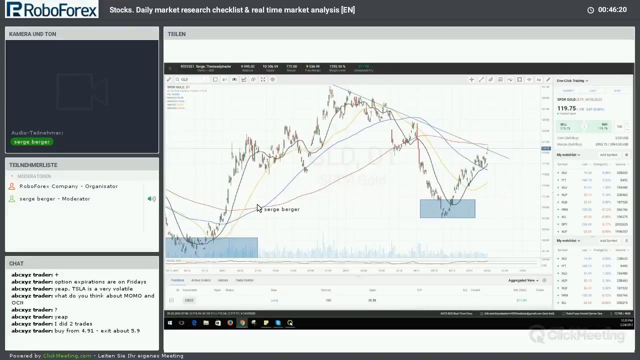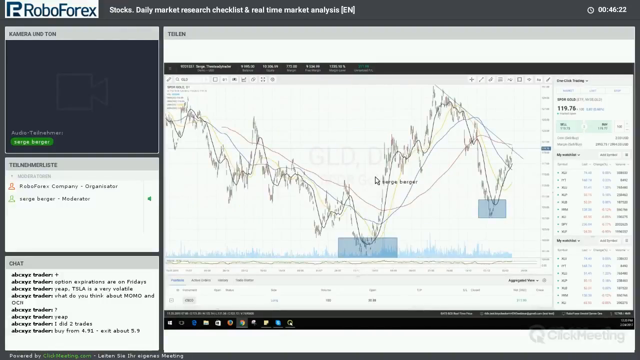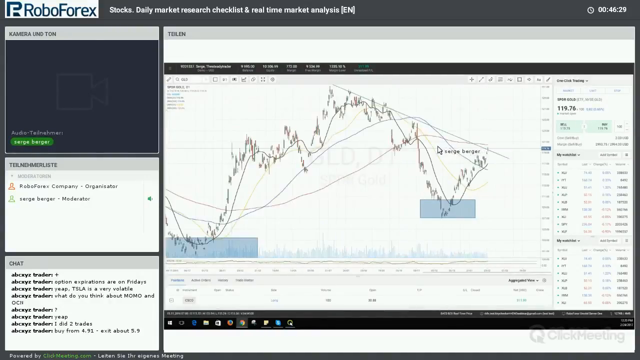Also, note the red line. That red line is the 200-day moving average. You can see it acted as resistance nicely, right? Then it became support, right? And now maybe it's going to become resistance.